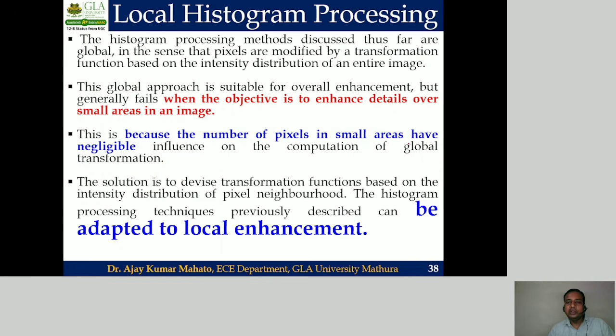So in summary, the global histogram processing methods fail whenever our objective is to enhance the details of a smaller area in an image, since in a smaller area the number of pixels is less, and hence their influence on the global transformation is also negligible, and as a result the global histogram processing method fails to enhance the details over a smaller area in an image. So to overcome the limitation of global histogram processing methods, we have to prefer the local histogram processing methods to enhance the details over a smaller area in an image.